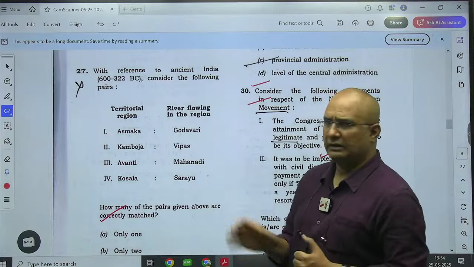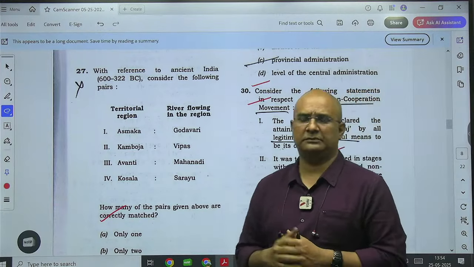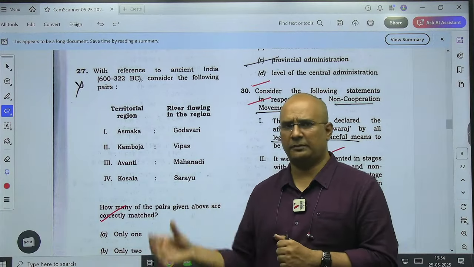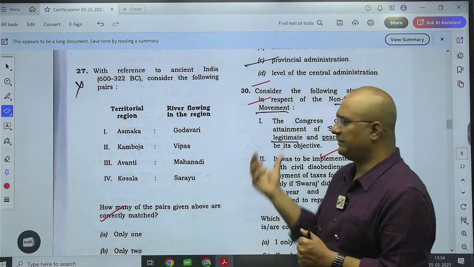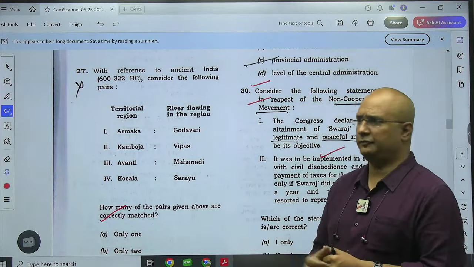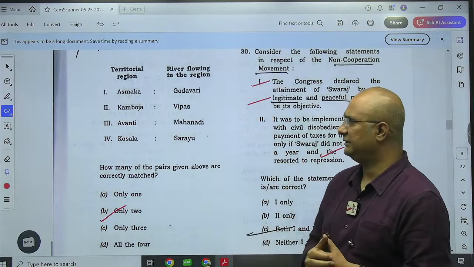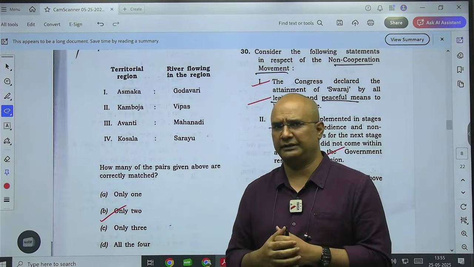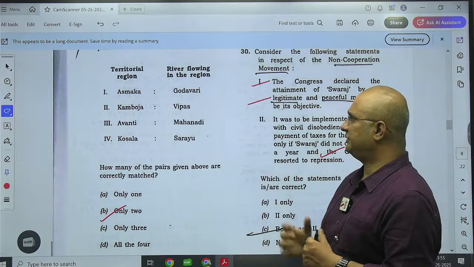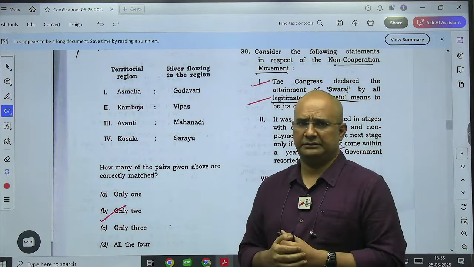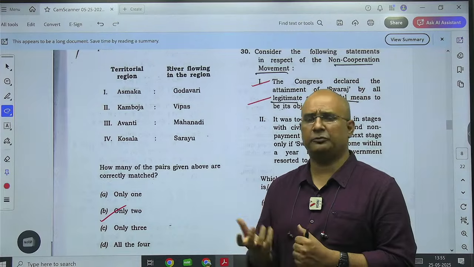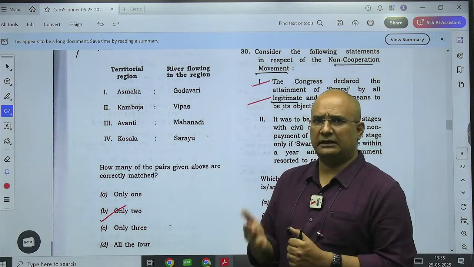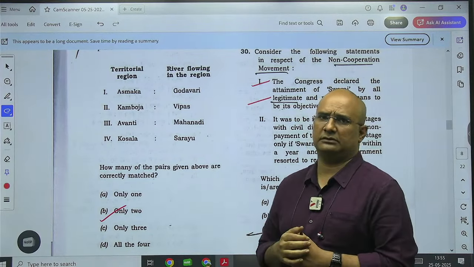27. Again a simple question from ancient India, this time from the Mahajanapada period. What they have done here is they have given a match the following type of question with 4 Mahajanapadas on one side and some rivers flowing through those regions, and asking you which of these 4 have been matched correctly. Asmaka, Kamboja, Avanti and Koshala all are Mahajanapadas, something which everyone should know really. Asmaka, they have matched it with the river Godavari. It's correct. Because if you see the Mahajanapada map, anyone would know that Asmaka is the only kingdom that is coming somewhere in the Deccan. And Asmaka is definitely located on the river Godavari.